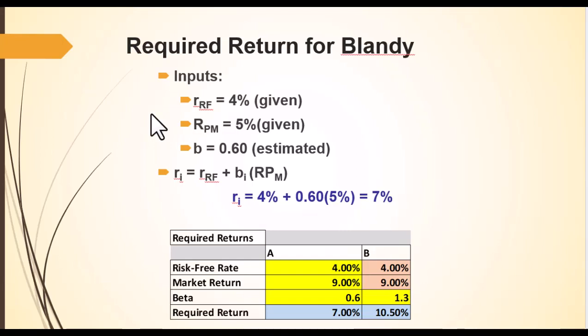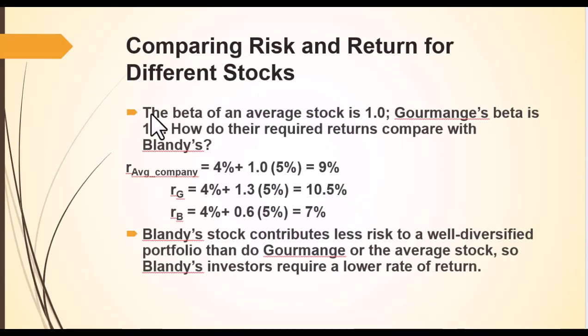So plugging this into our formula, if the risk-free rate is 4 and the stock market return is 9, that means our market risk premium is 9 minus 4, which is 5. With beta of 0.6 and 1.3, we see that if you were to buy Blandy, you would expect to earn 7%. You would expect 10.5 if you invested in Gourmage. So let's look at the actual returns for this. The average company in the stock market should earn around 9%. Gourmage is a little bit riskier because of beta. It earns a little higher return.